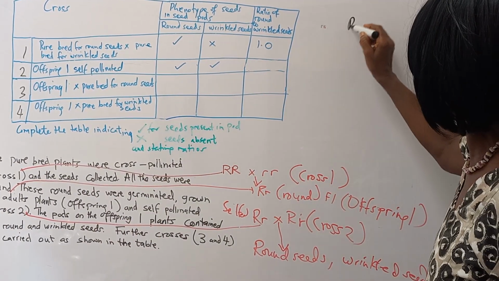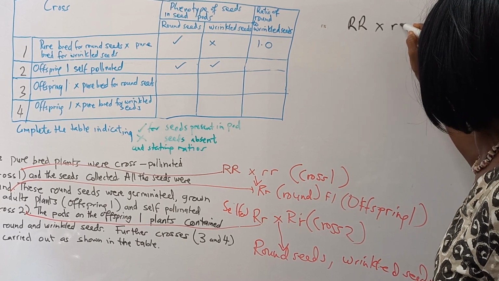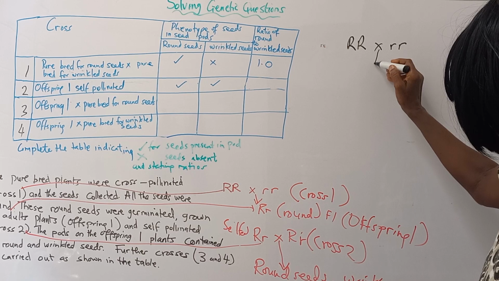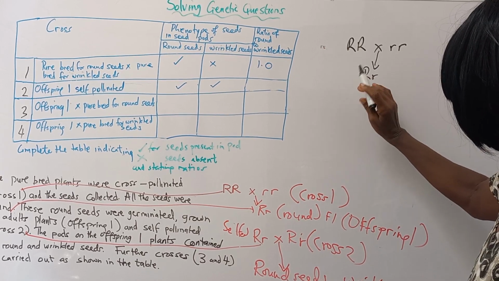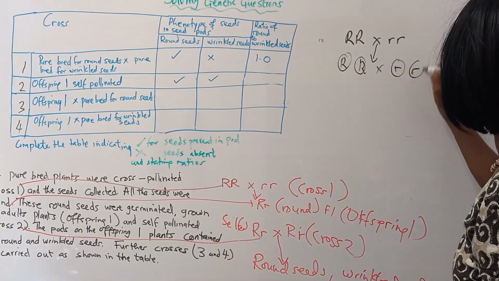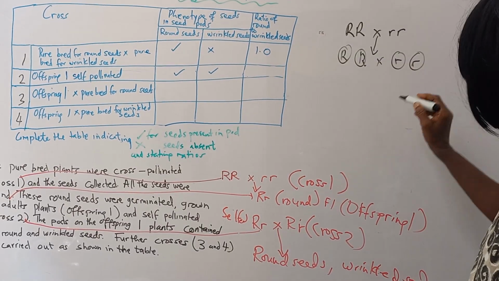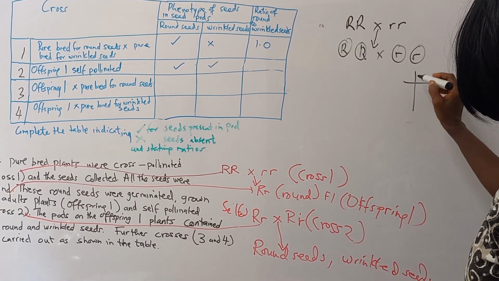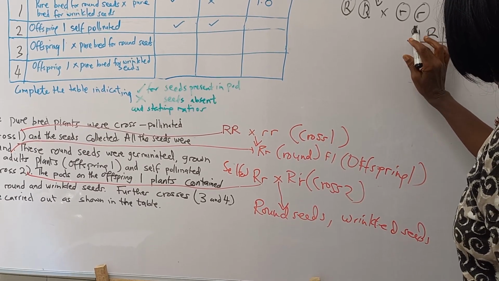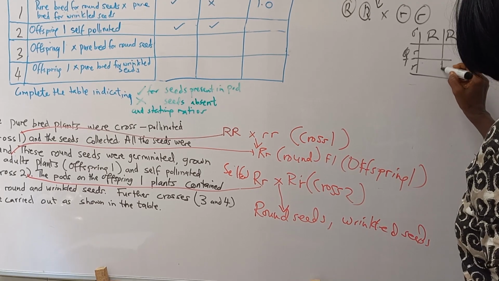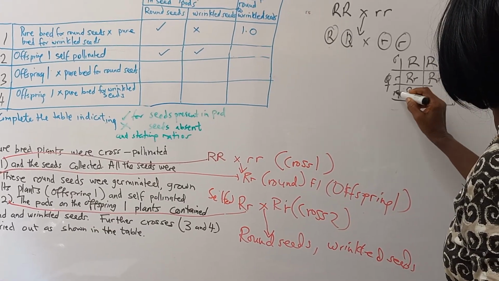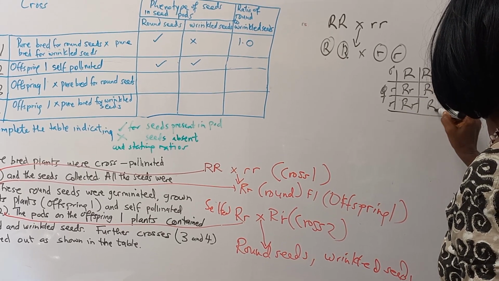We have round, round, crossing with wrinkle, wrinkle. That's this one. That's here. And we have F1 all round. What really happened is round, round gametes and round, wrinkle gametes. Using the Punnett square makes things easy. We have gametes round, round here. This is the male. The female gametes will be here. So we have this offspring, this offspring, this offspring, like this.